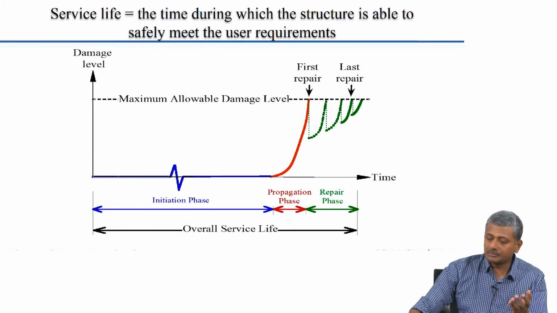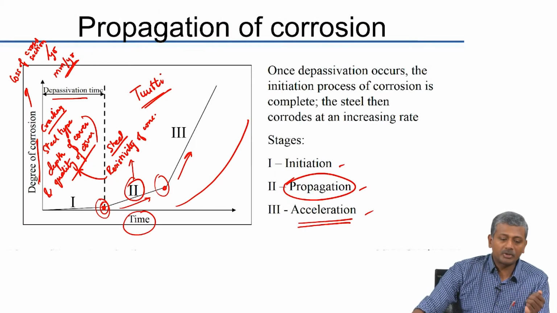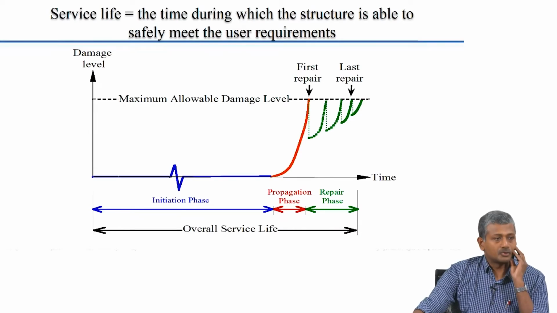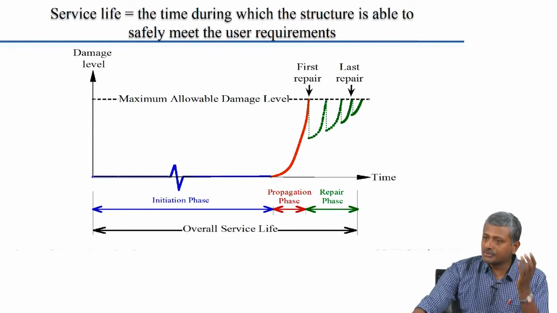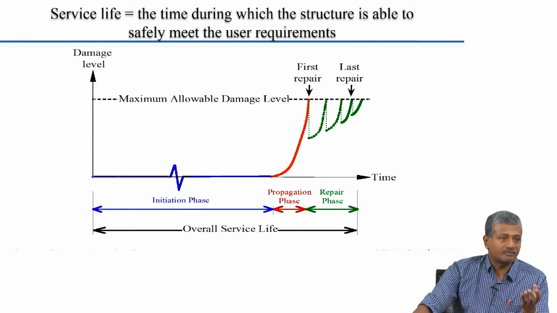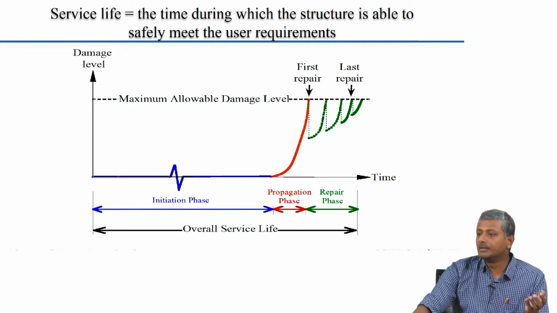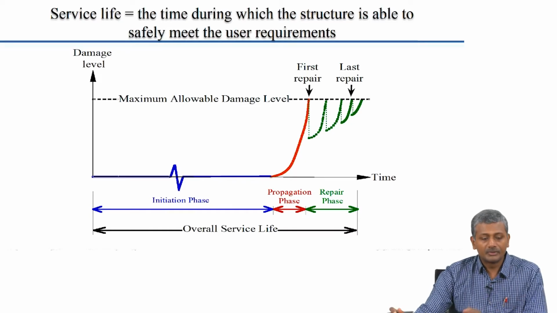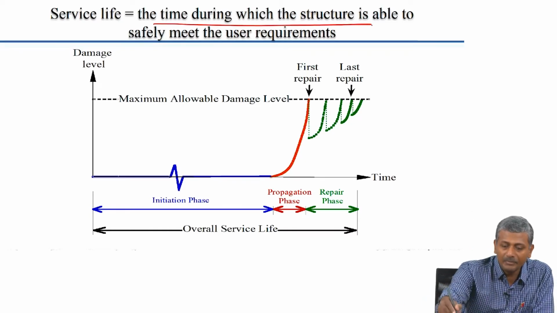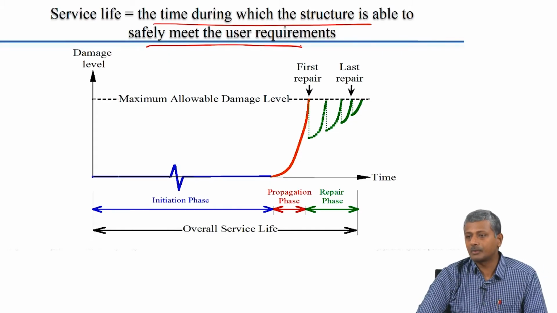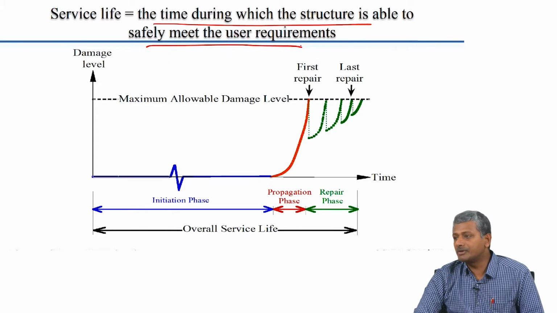Now the concept of corrosion initiation and propagation can be combined into understanding the service life of a reinforced concrete structure, because most researchers tend to agree that the kind of durability mechanism that really deteriorates concrete the most or affects the service life the most is obviously the corrosion of the reinforcing steel, because that leads to a loss of structural capacity. Okay. So service life is obviously defined as the time during which the structure is able to safely meet the requirements, user requirements. Of course, this may mean different things to different people.